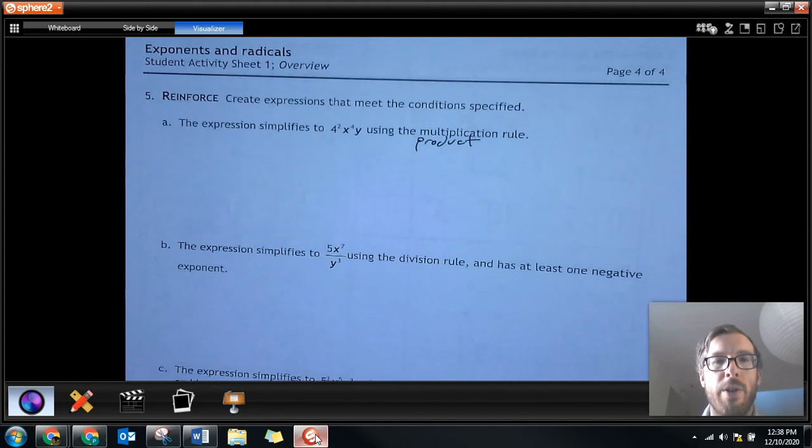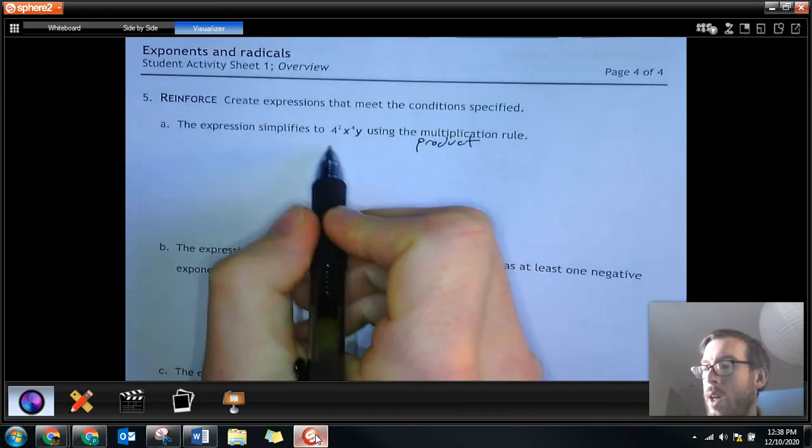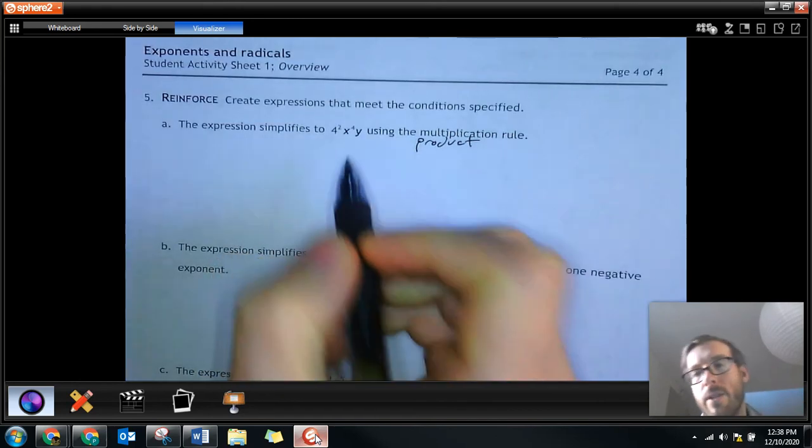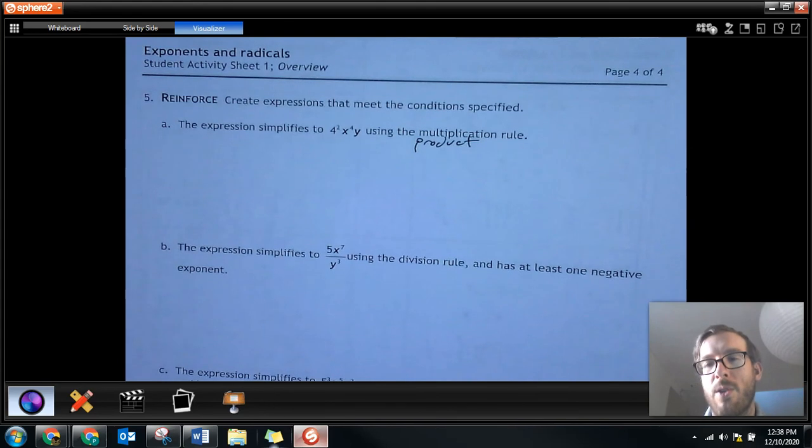Okay, so the expression simplifies to 4 squared x to the 4th times y using the multiplication rule. So it's your job to come up with two things that you would multiply, or even more than two things that you could multiply together that would result in it simplifying to this. Since this is an extra credit challenge question, I'm not going to provide a full example, I just wanted to clarify what it was asking.